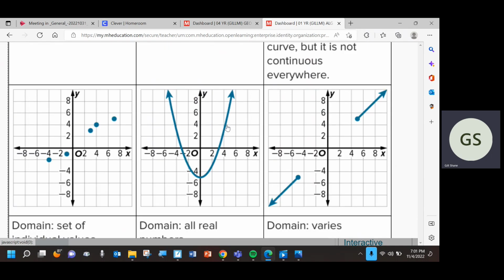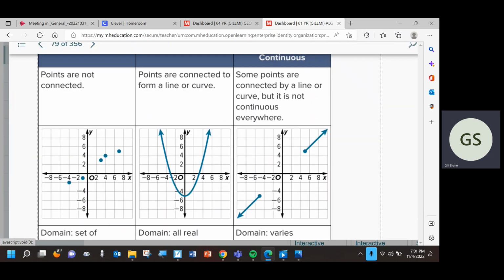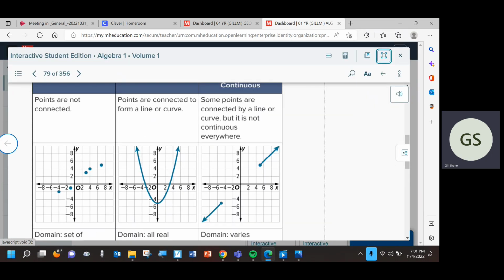So that's kind of in a nutshell. That's your discrete, continuous, or neither functions. So that will be on your quiz. There'll be a section where I give you some graphs, and you'll just tell me is it discrete, continuous, or neither.